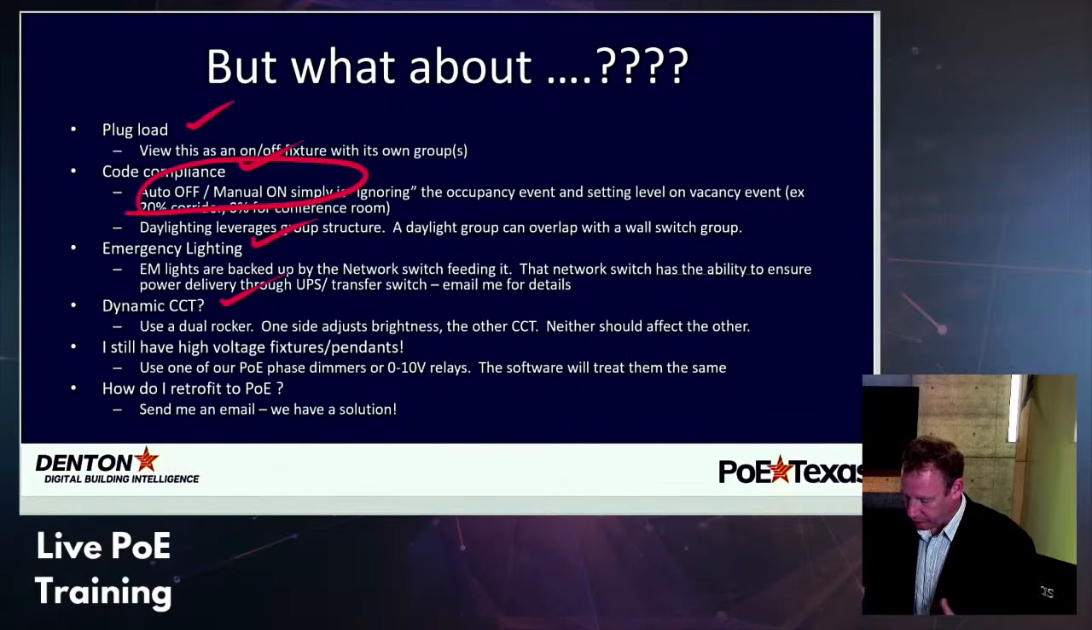One of the other questions is, well, I still have a bunch of high voltage fixtures and pendants. We actually have PoE controlled phase dimmers and 0 to 10 relays. So no problem. We can just incorporate it, and when you're ready to replace it with a regular PoE or low voltage fixture, we can replace that single instance, and it doesn't change any of your software.